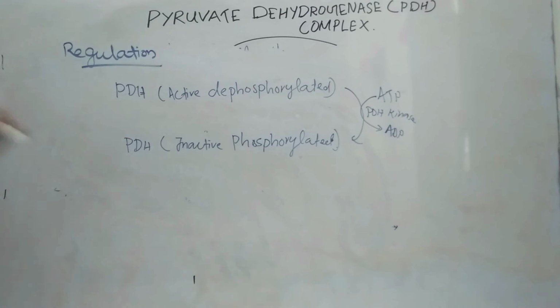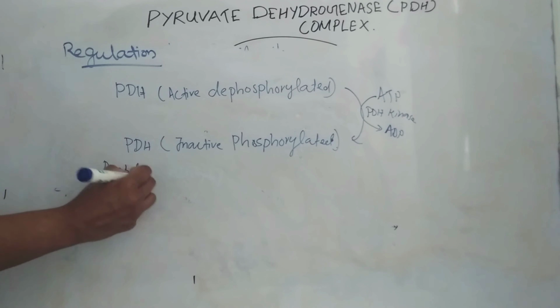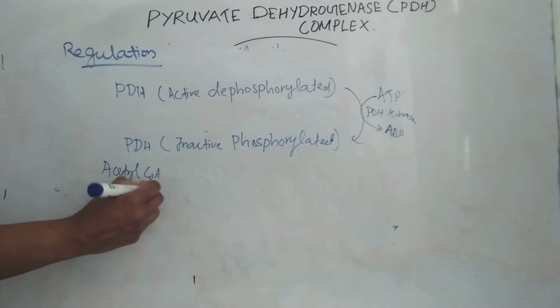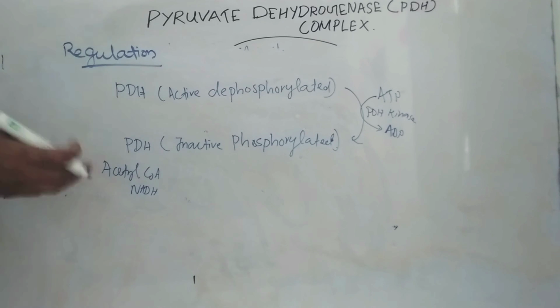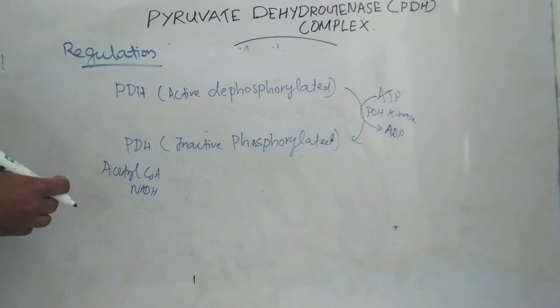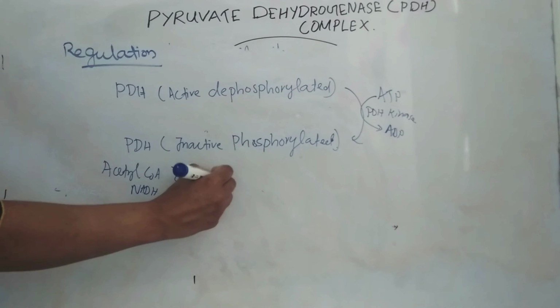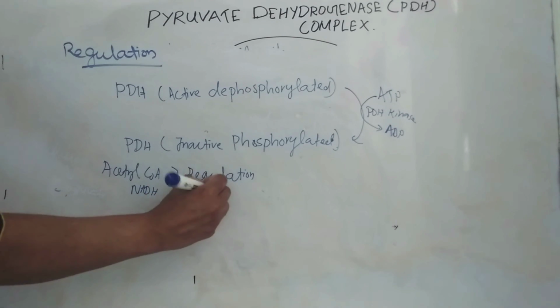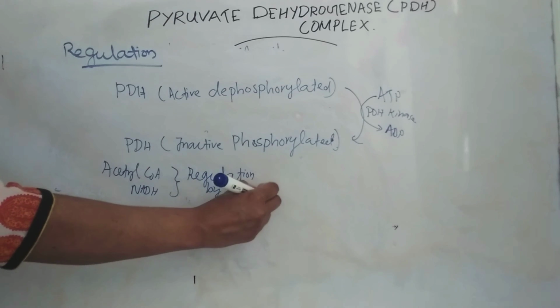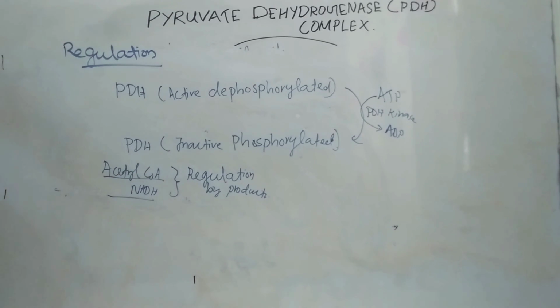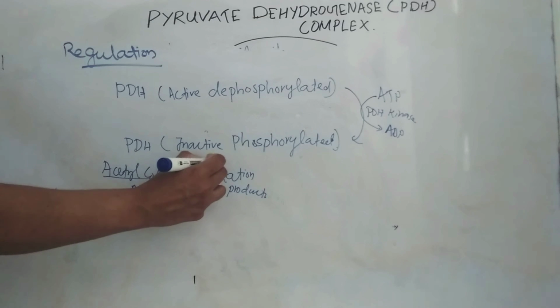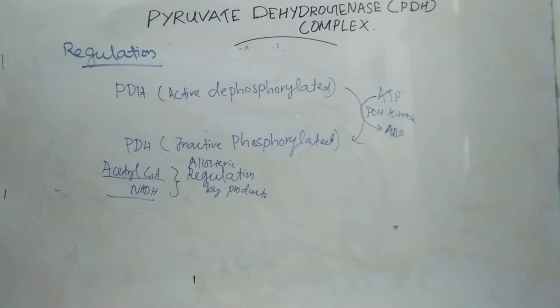Then products like acetyl CoA and NADH, these are the products of this pyruvate dehydrogenase complex. They inhibit the PDH complex. That is known as allosteric regulation by products.